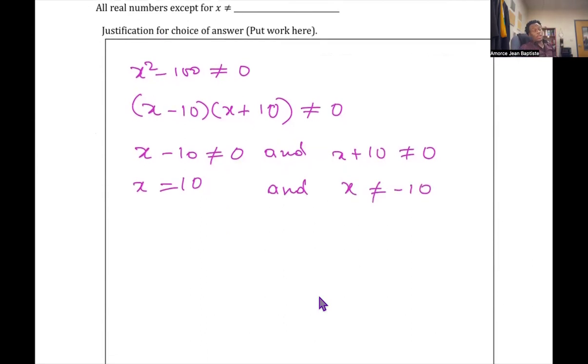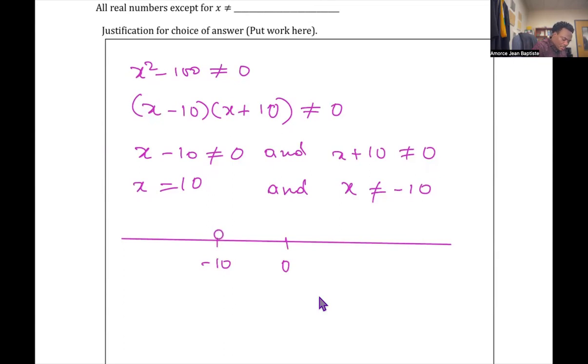These are the only values that will mess up the function. Other things will be fine. On the number line, how do you remove these? So that's 0. Negative 10 will be here, not included, because it will mess up the function. The denominator would be 0.